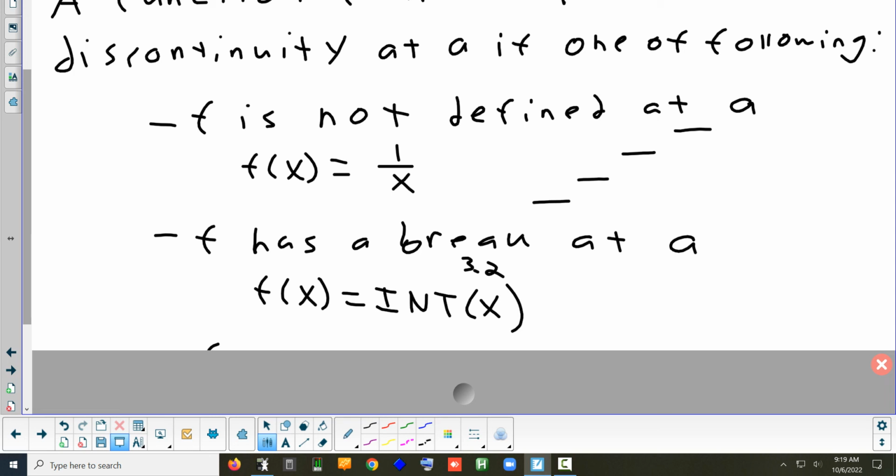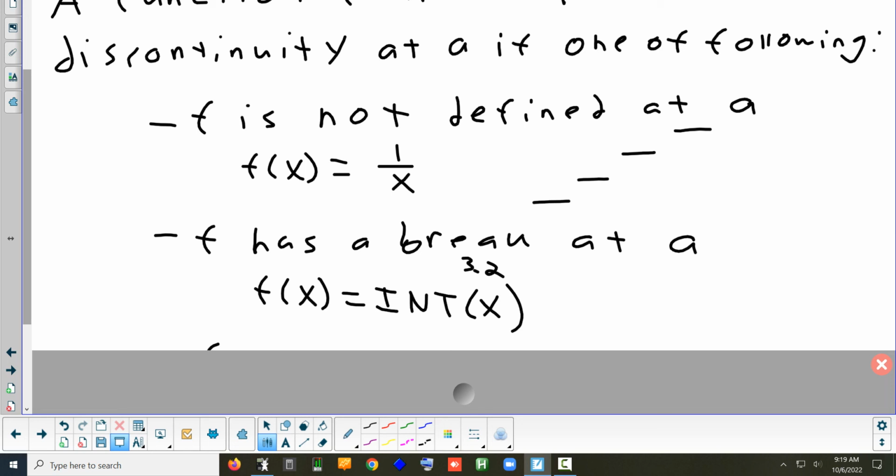Yeah? 3.1. Integer. Has to be an integer. Yeah? I can think of an integer that's bigger than 2 but less than 3.2. Yeah? 3. 3 is the biggest integer that's less than that number. How about 3.5? What's the biggest integer that's less than 3.5? Yeah? 3. How about 3.9? Yeah? 3. So you notice it just stays at the same value for a while.